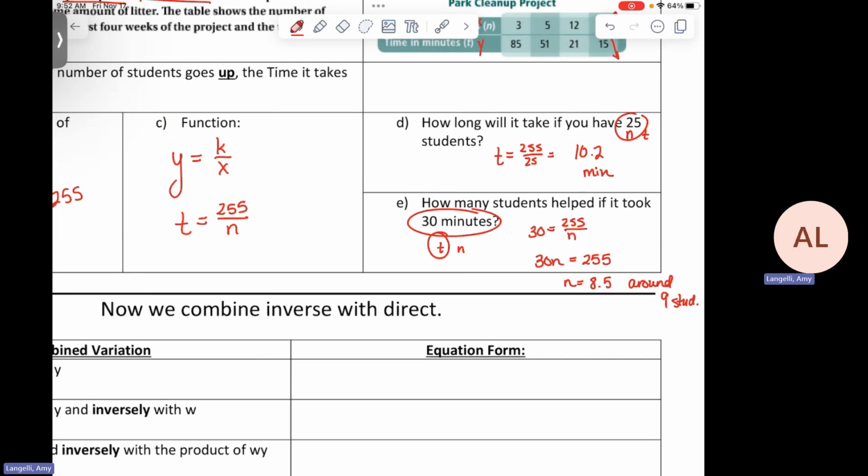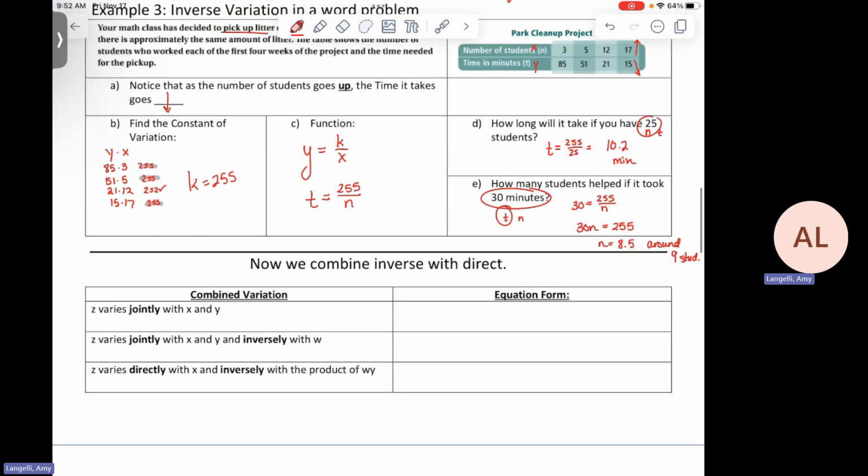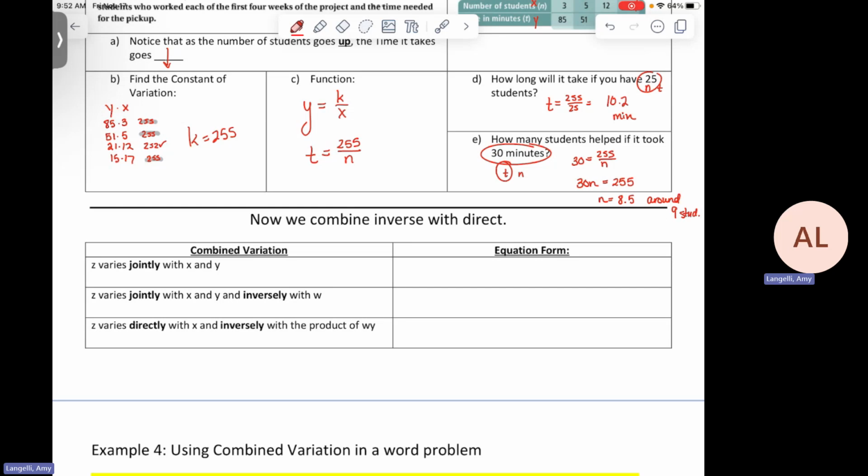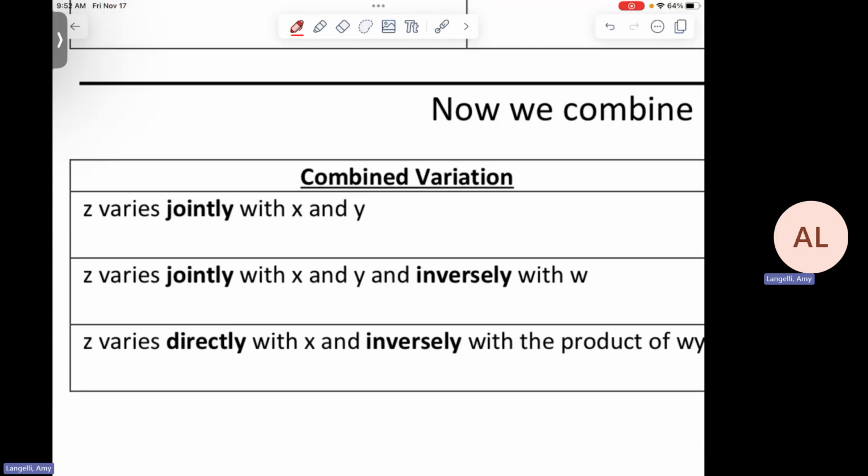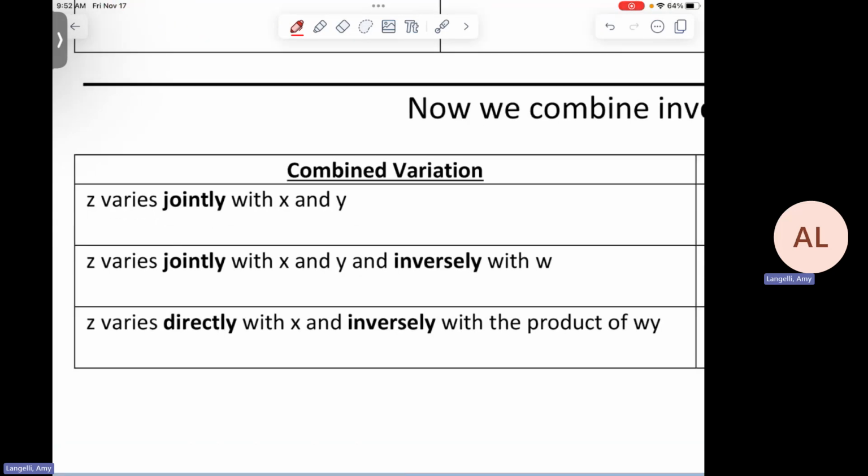All right, so we did the word problem. And now I'm going to talk to you about vocabulary terms. Sorry, I'm going to have different types of variation. So when I say combined variation, you might have multiplication or you might have division. Z varies jointly with X and Y. The word jointly means multiply. Let that be like a flashcard thing.